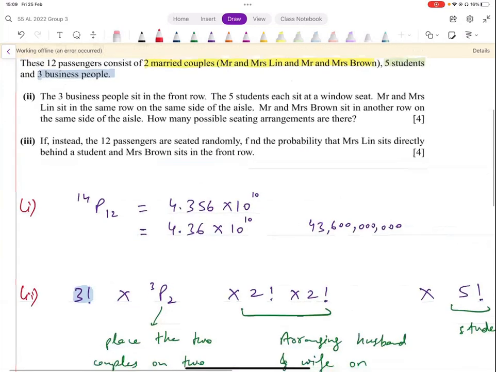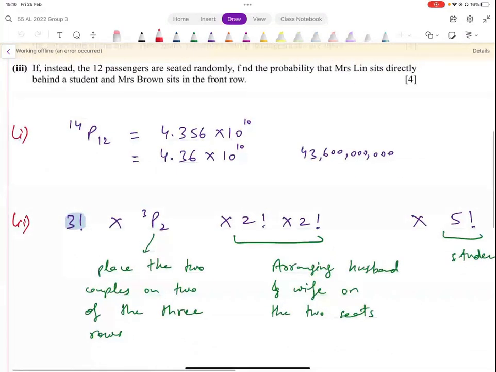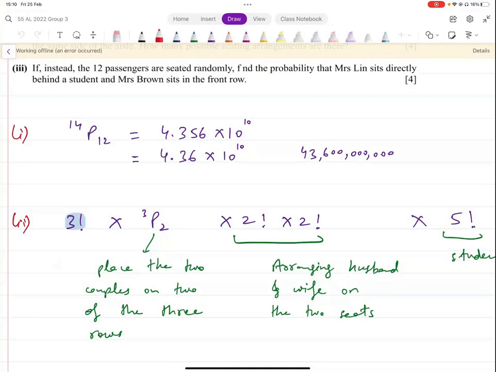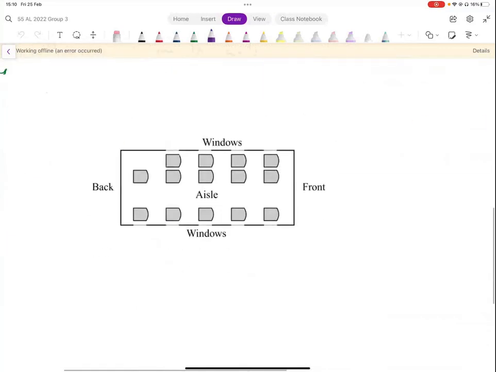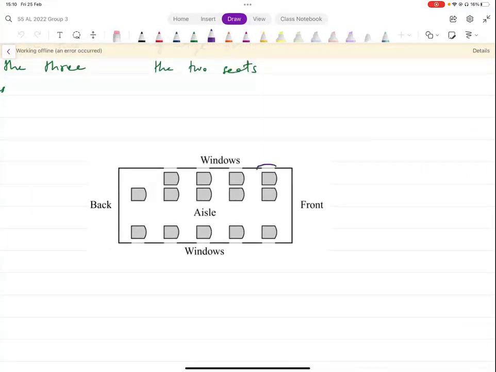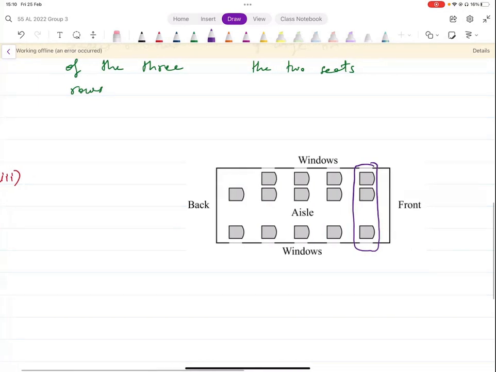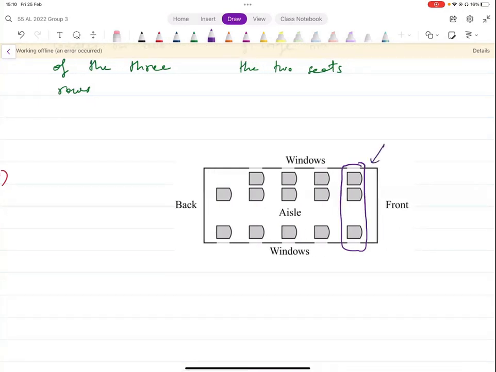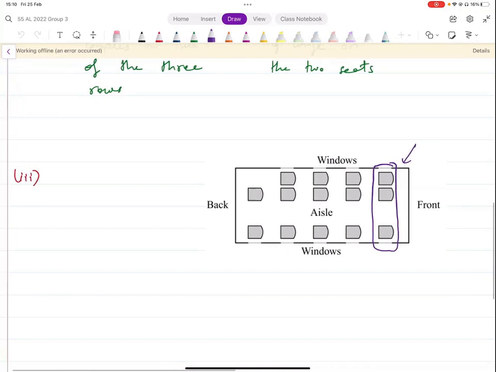Okay. Now, what's the condition? Mrs. Lynn sits directly behind a student, and Mrs. Brown sits in the front row. So Mrs. Brown has to be in the front row. That's obvious. Mrs. Brown has to be in one of these three rows. Now, how many possibilities do we have for this? There are three cases, right? So she has three options.